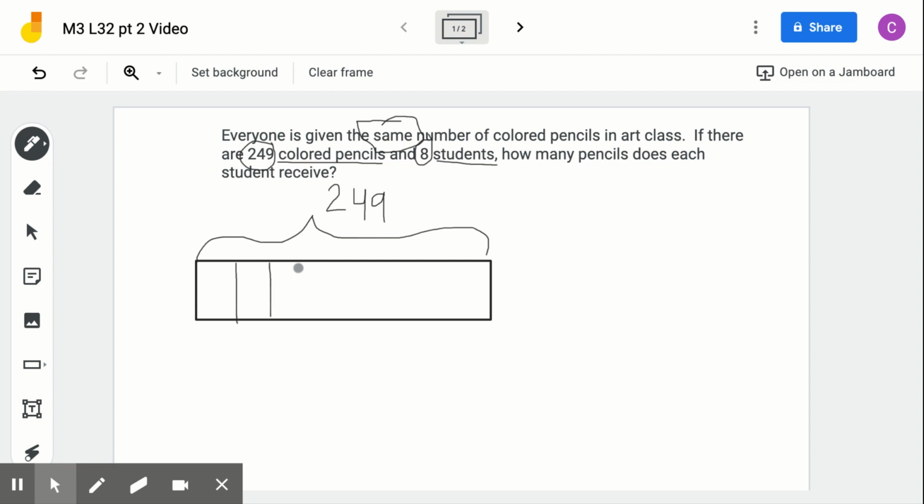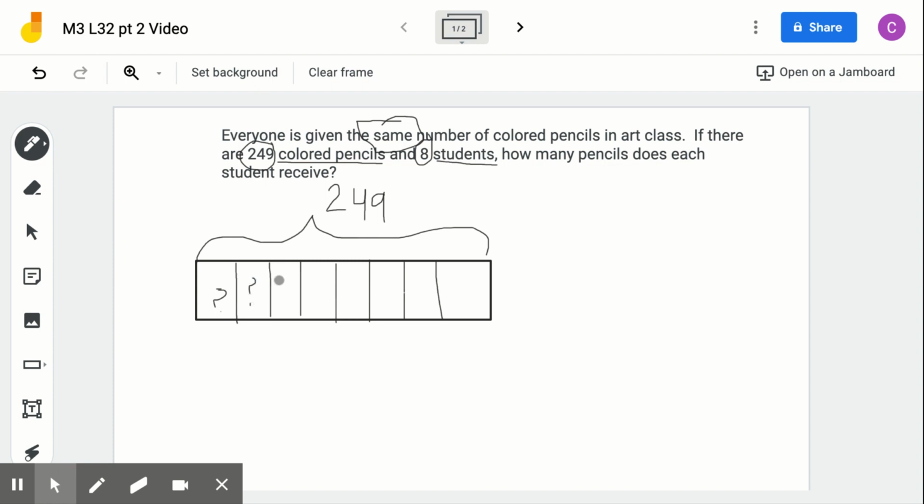1, 2, 3, 4, 5, 6, 7, 8. Okay, so I have my 8 groups. I don't know what's in each of these groups.